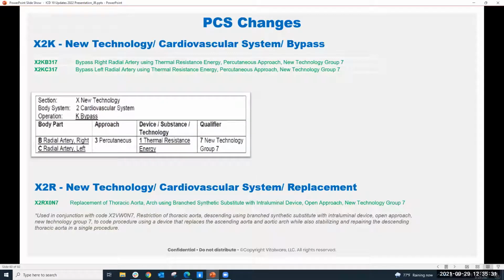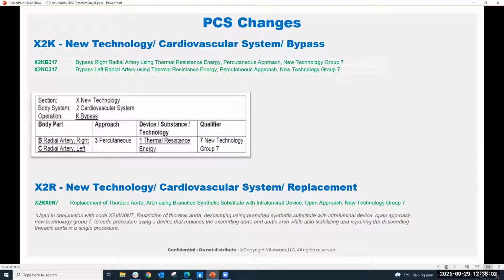Next table is X2K, and it's the bypass of the cardiovascular system. And these two codes were created for the identification of percutaneous creation of an arteriovenous fistula using thermal resistance energy. An example of this would be using the Ellipsys system. The next table is X2R, the replacement in the cardiovascular system.